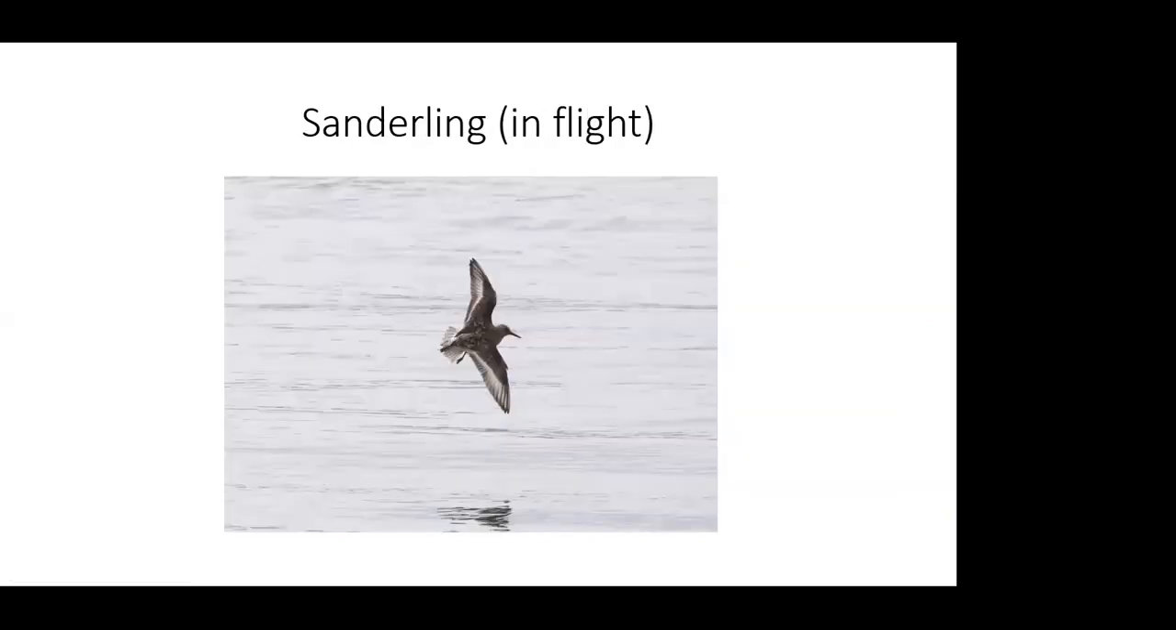And in flight, the sanderling has one of the strongest white wing stripes of any shorebird, especially any small or medium-sized shorebird. So that is one good key to be aware of.